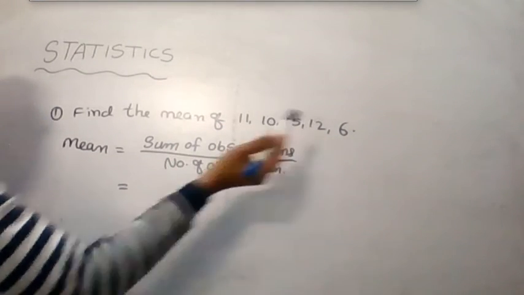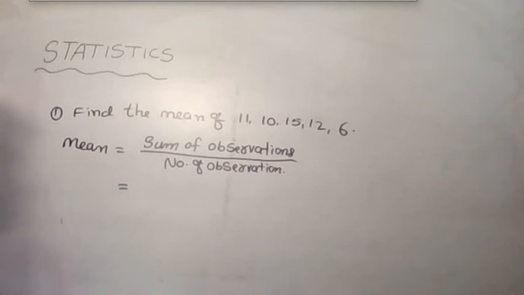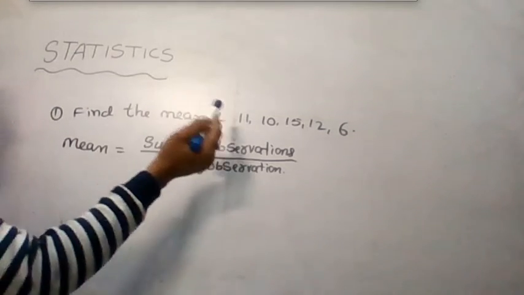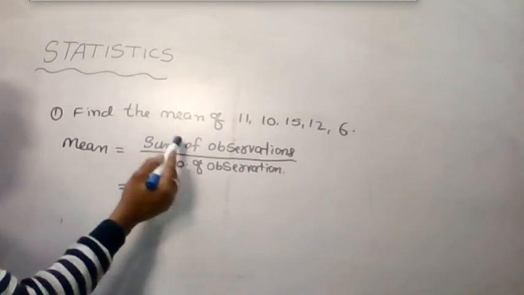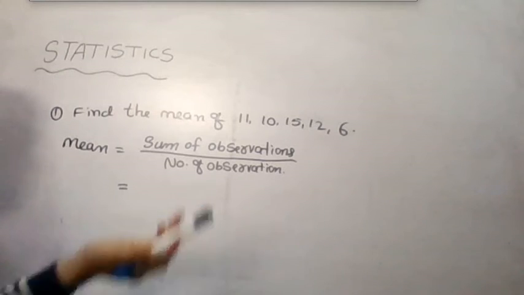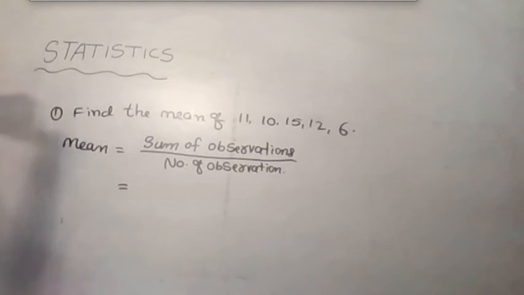Okay. This ungrouped data, how will we find the mean? Already we have discussed. So mean of ungrouped data is nothing but sum of observations by number of observations. Just write the formula.